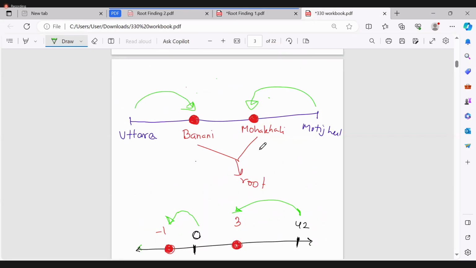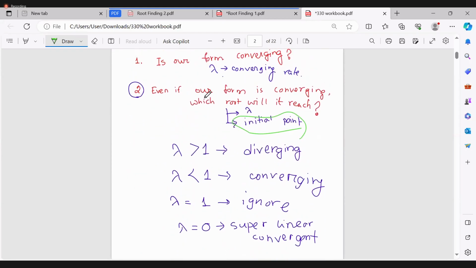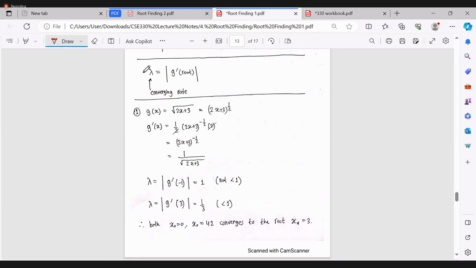So now the question would be, you mentioned something else here, that this is lambda. What is lambda? Lambda is your converging rate, and this is how you're going to find out lambda. Lambda is equal to g prime of root, in absolute value.